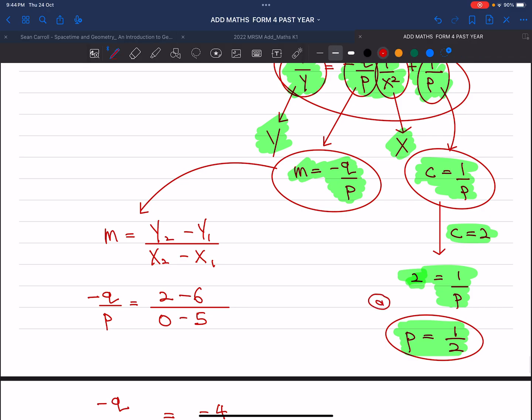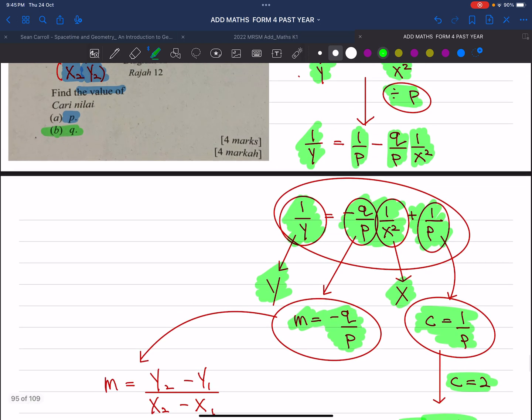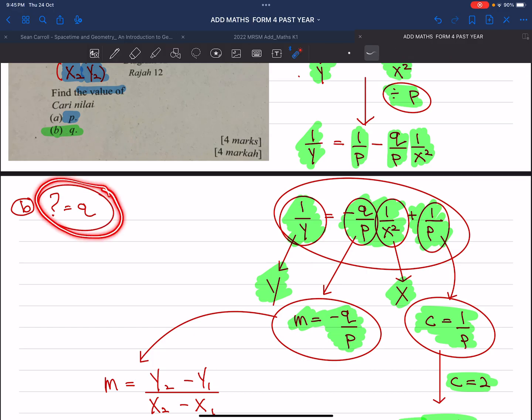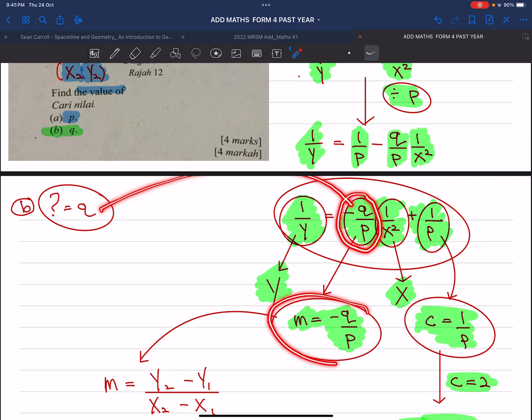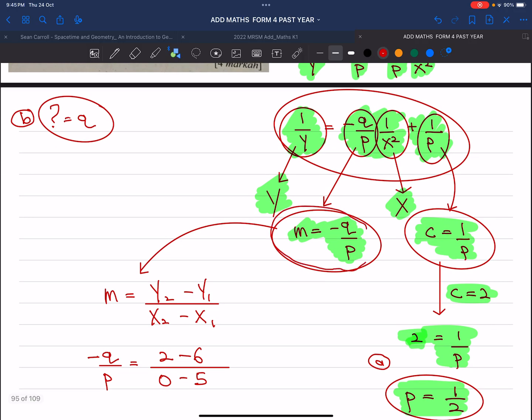We look at part B. What are they asking? Find q. Watch here very carefully. On part B, they are asking q. I will start from what they ask. They are asking q, so I go to the information involving q, which is the gradient. The gradient is negative q over p.